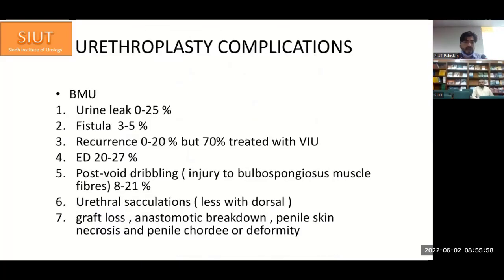Thank you. Urethroplasty complications: urine leak 0 to 25%, fistula 3 to 5%, recurrence 20%, but 70% treated with DVIU. ED 20 to 27%, post-void dribbling, injury to the bulbospongiosus muscle fibers 8 to 21%, urethral circulation less with the dorsal approach, graft loss, anastomotic breakdown, penile skin necrosis, and penile chordee or deformity.